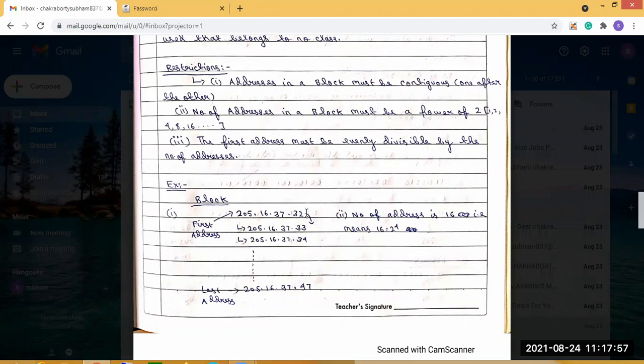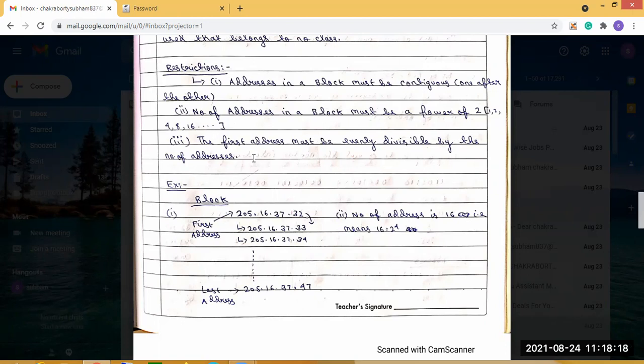Now next, the number of addresses in the block must be a power of 2. If we consider from 32 to 47, the total number of addresses present in this block is 16. And 16 is a power of 2. So this restriction is also applicable.